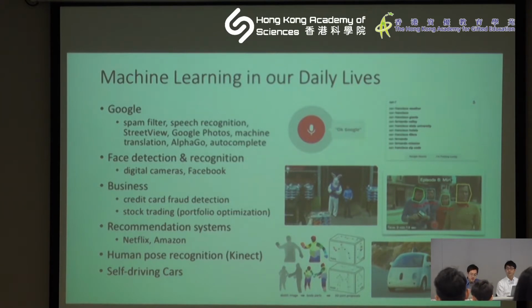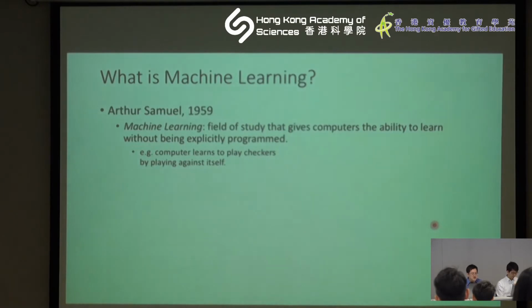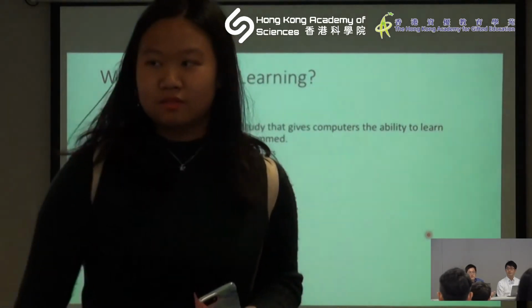And it's only going to be more prevalent in our lives. Okay, so let's talk about what exactly is machine learning. This is a phrase coined a long time ago by Arthur Samuel. Machine learning is a field of study that gives computers the ability to learn without being explicitly programmed.